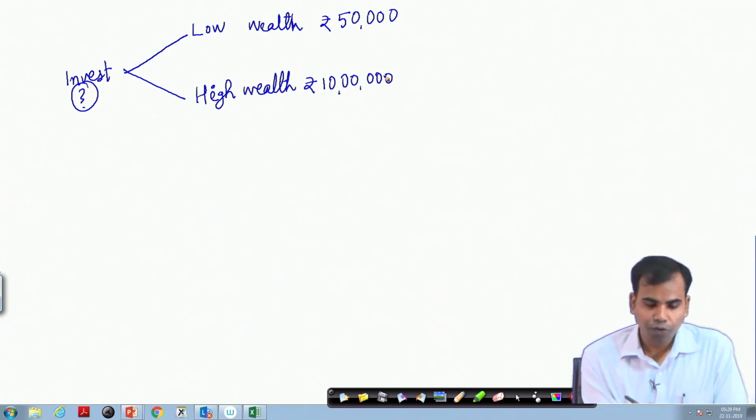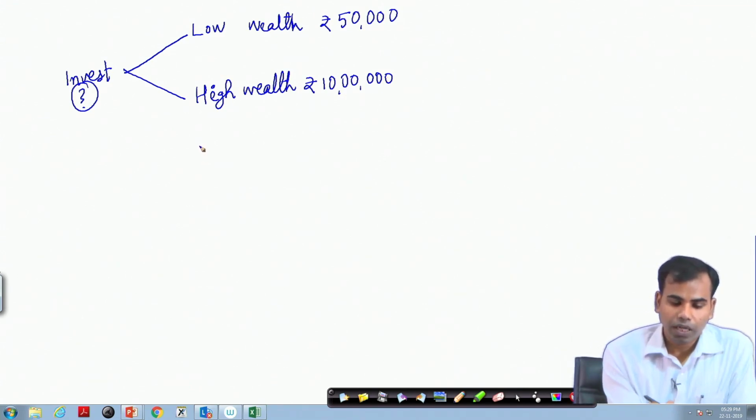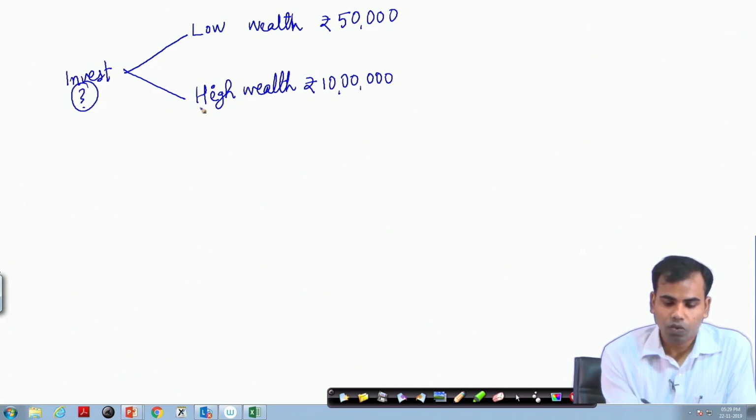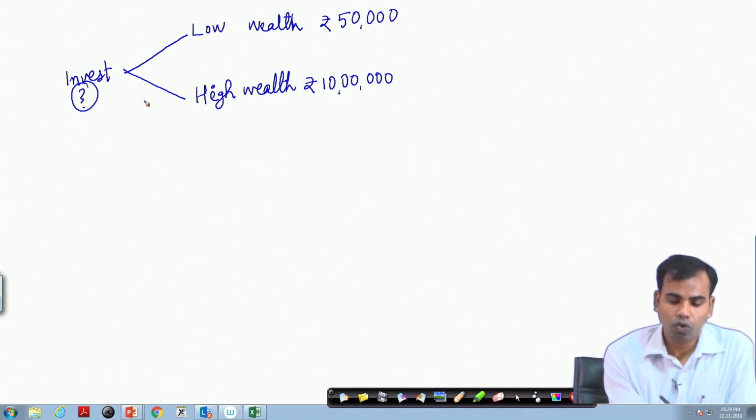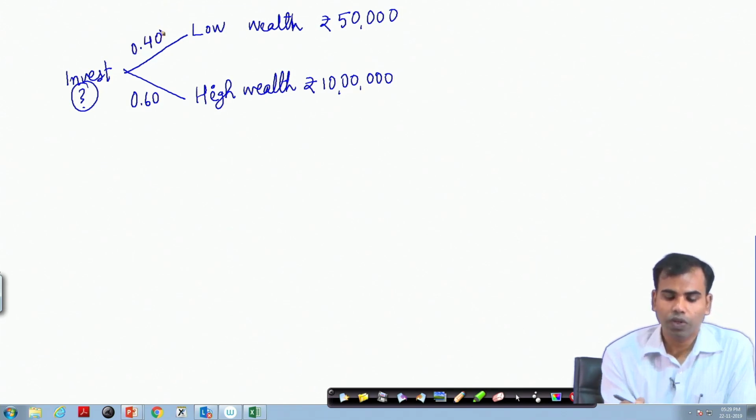And if you are smart enough and you believe in probabilities, you can assign certain probabilities to these two outcomes, and if you are very optimistic about the future, you would probably assign higher probability to high wealth state and lower probability to low wealth state. So, let us assume that there is a 60% chance of high wealth state being there and remaining 40% chance to low wealth state being in future.